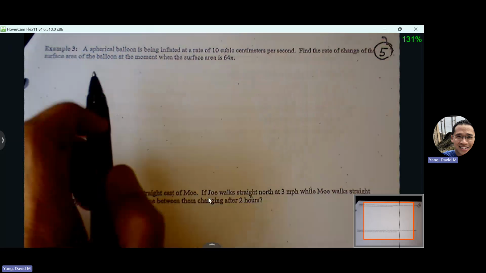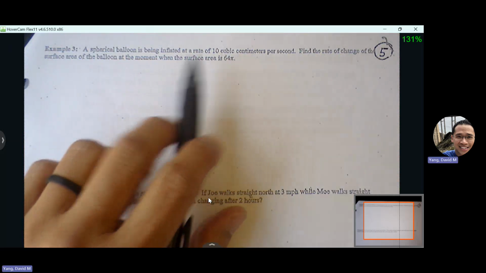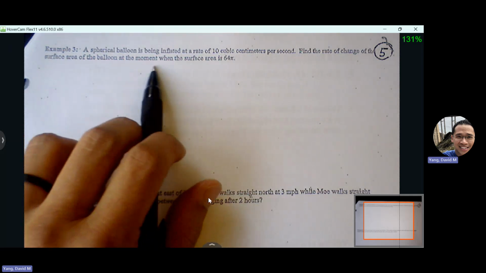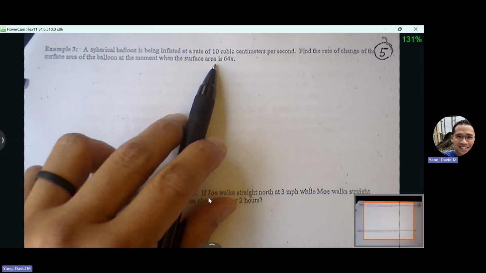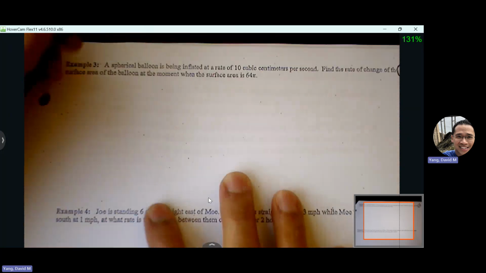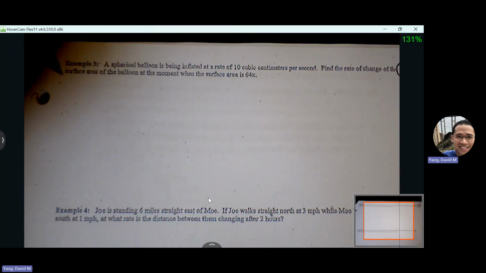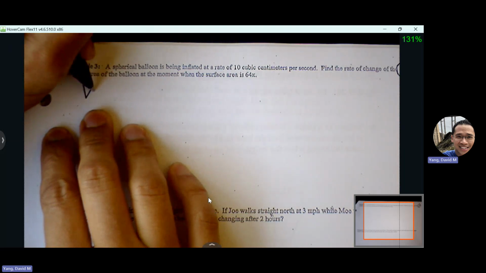A spherical balloon is being inflated at a rate of 10 cubic centimeters per second. Find the rate of change of the surface area of the balloon at the moment when surface area is 64 pi. Now, this is talking about the volume of a sphere and surface area of a sphere. These formulas will be provided for you. Anything that is more than just a circle, rectangle, or triangle will be provided for you. Same thing on the AP exam. So any geometric 3-dimensional formulas, you don't have to memorize them. Those will be provided for you.